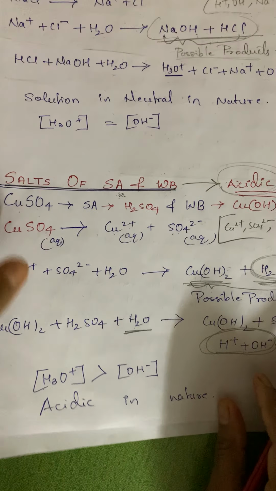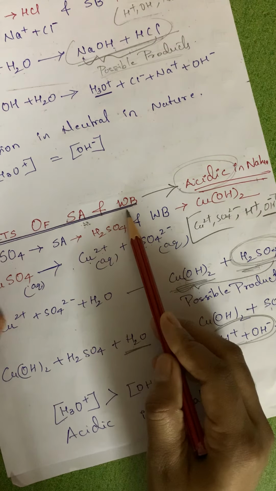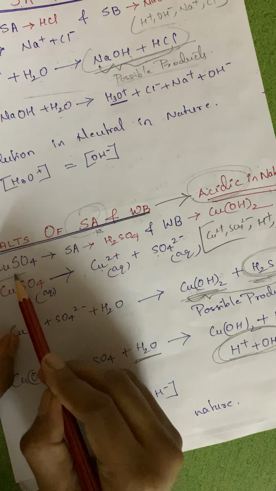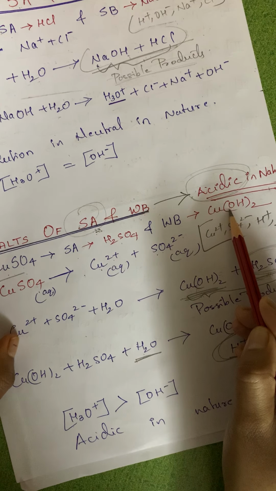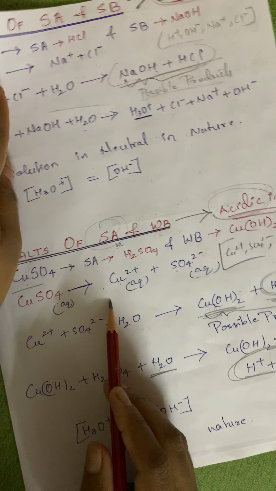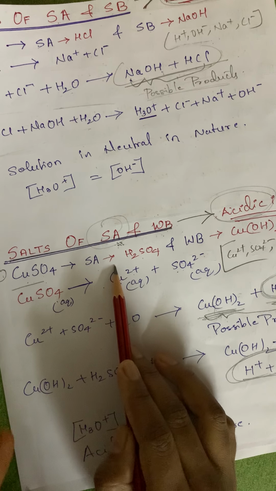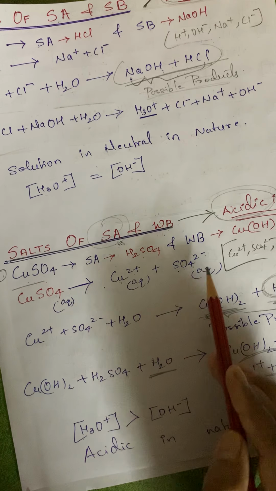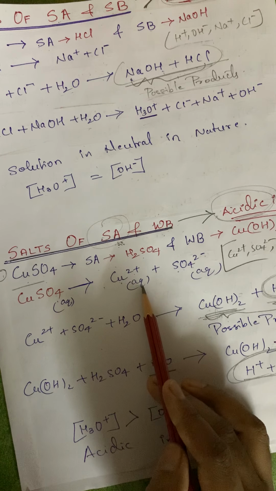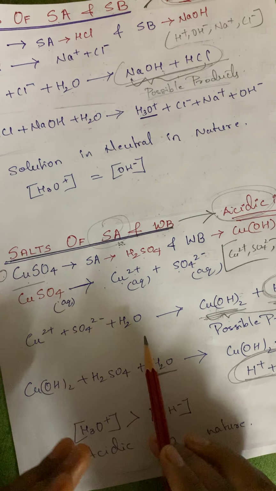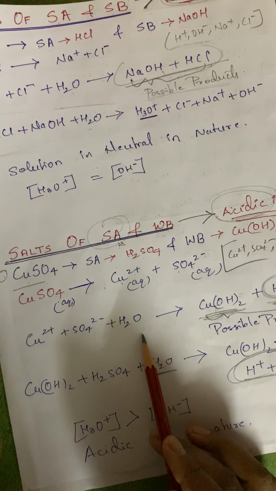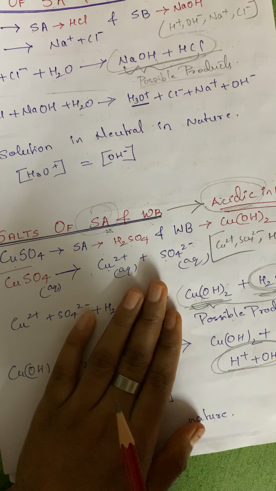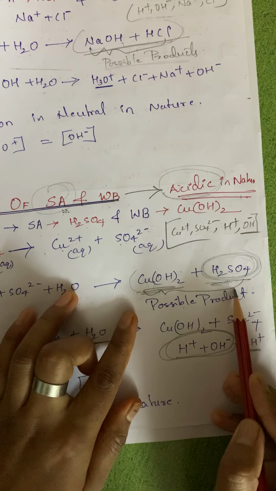Now in the case of salts of strong acid and weak base, keep in mind, it is acidic in nature. So first step, we wrote copper sulfate; the strong acid is sulfuric acid and the weak base is copper hydroxide. Similar steps: first, identify the strong acid and weak base. Second, say when the salt is added in water, it will dissociate into so and so ions. Third, the reaction between the ions of salt and water, so you get the possible products. Next step, take a minute and understand which is a strong electrolyte and which is a weak electrolyte.